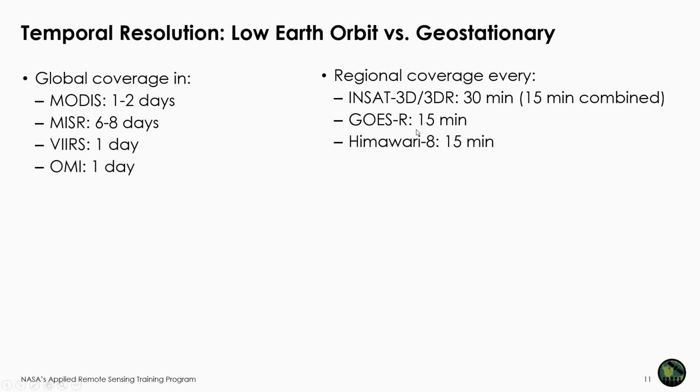Similarly, from GOES-R, you can get a coverage over the Americas, and Himawari can provide you coverage of Eastern Asia and the Pacific region. So the disadvantage of geostationary satellites is you don't get the global view. However, you get the regional view, but improved temporal resolutions are obtained because of the geostationary orbits.